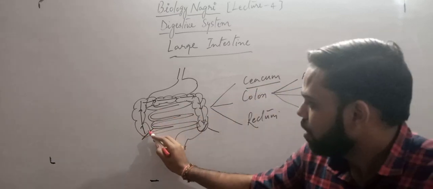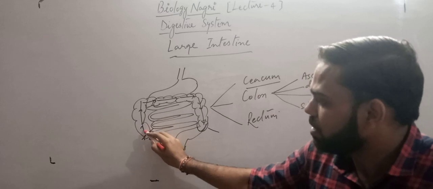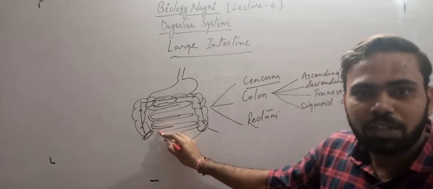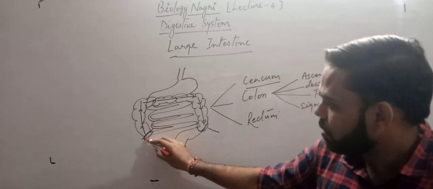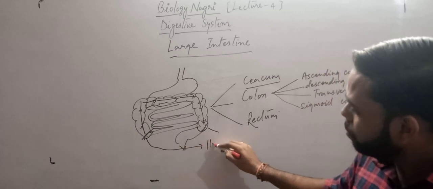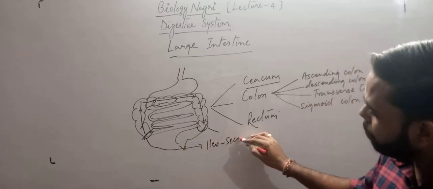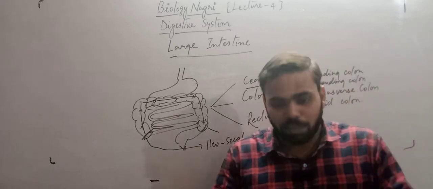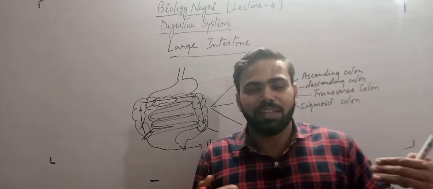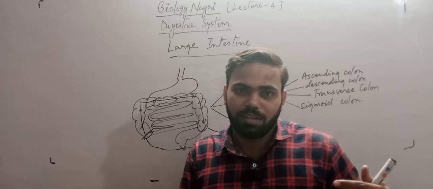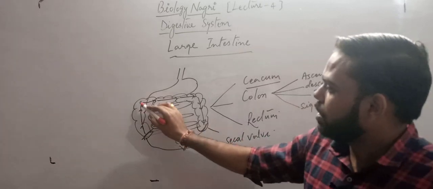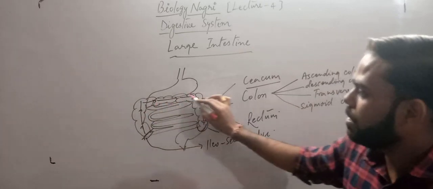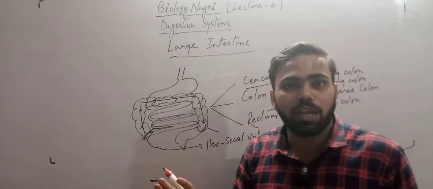There is a valve in between this cecum and the last part of the small intestine, which is the ileum. Yes, the ileocecal valve. This ileocecal valve inhibits the backflow of food particles into the small intestine. Okay. Now through these colons, there will be no digestion in the large intestine.